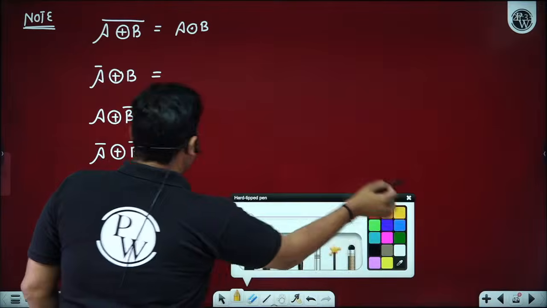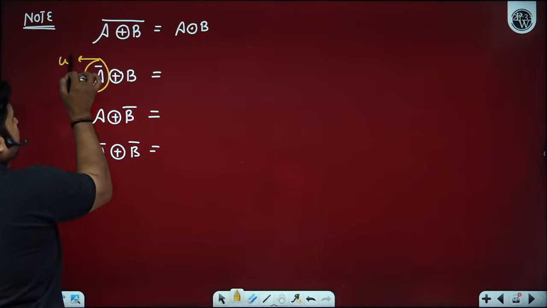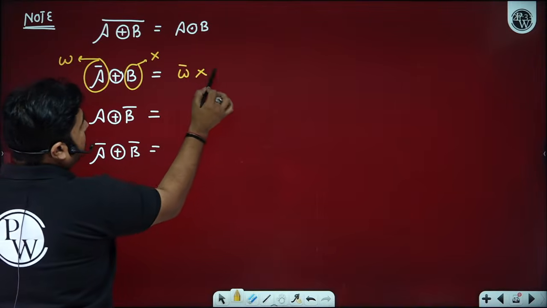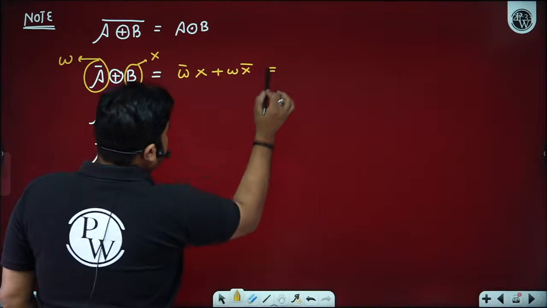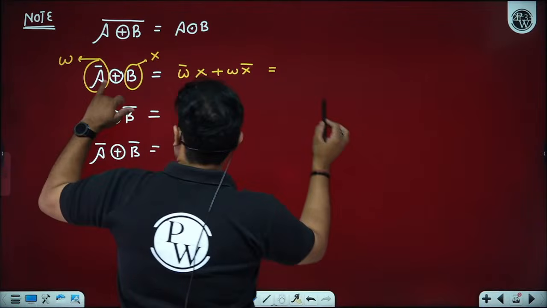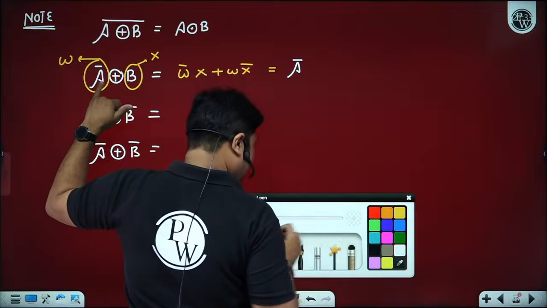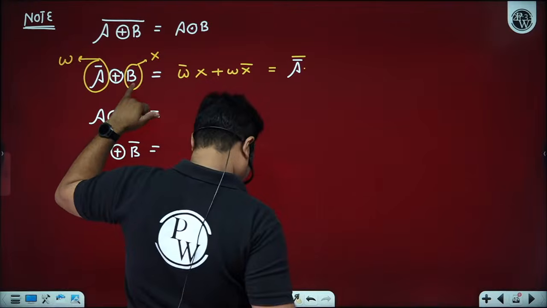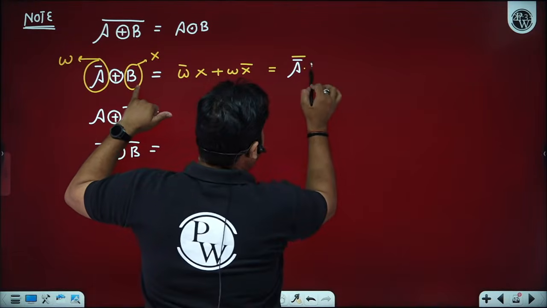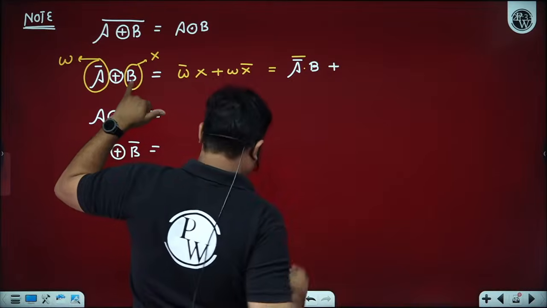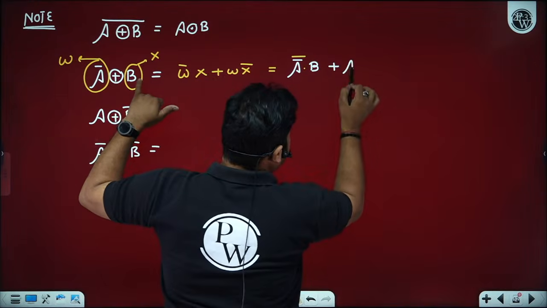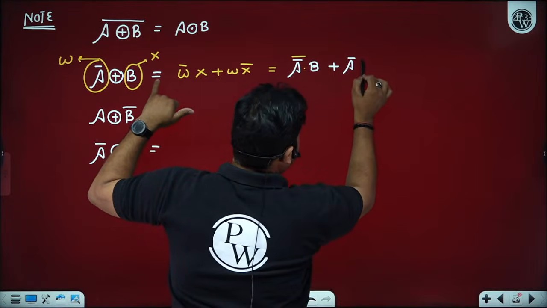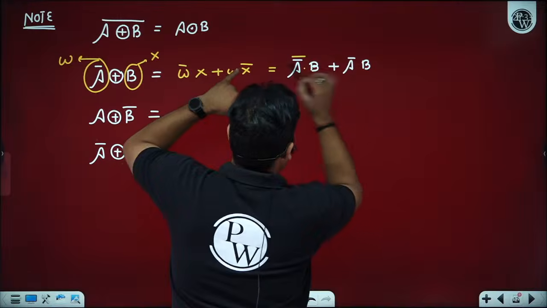So please observe, we can treat this as W and this as X. If we treat this as W and X, this will become W bar X plus W X bar. Now replace W with A bar, and X with B. Plus, replace W with A bar, and X bar, X with B, so we have B bar.